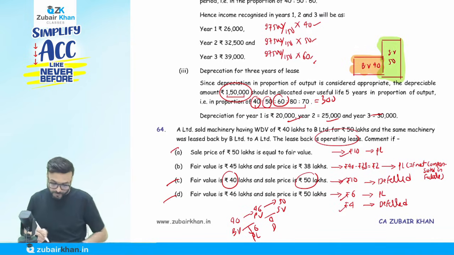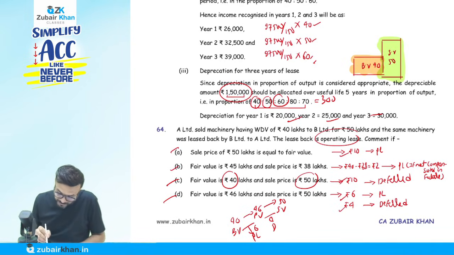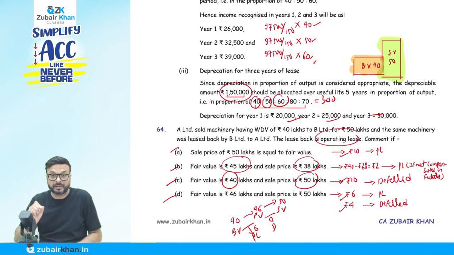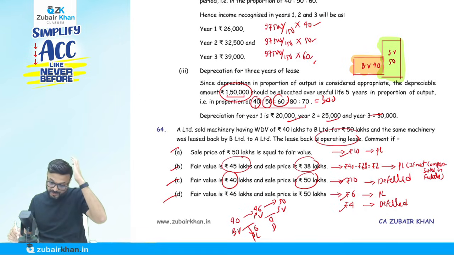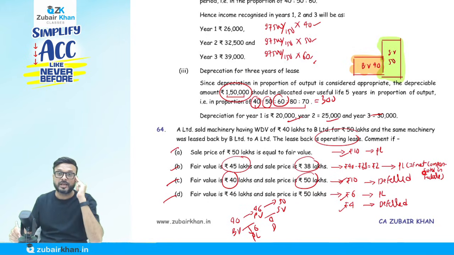Now point number B: they say the fair value is 45 and the selling price is 38. They are selling below the fair value, but the book value is 40. So 40 is the book value and they are selling at 38. So 2 is going to go to the P&L account if it is not going to be compensated in the future. If it is going to be compensated in the form of rent in the future, then it will be deferred.